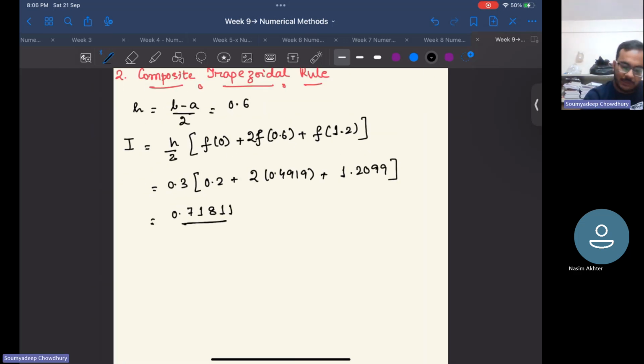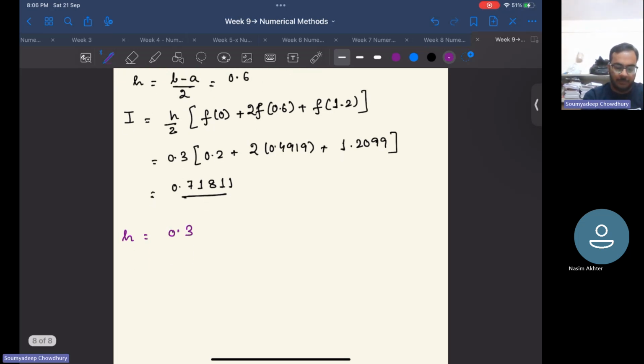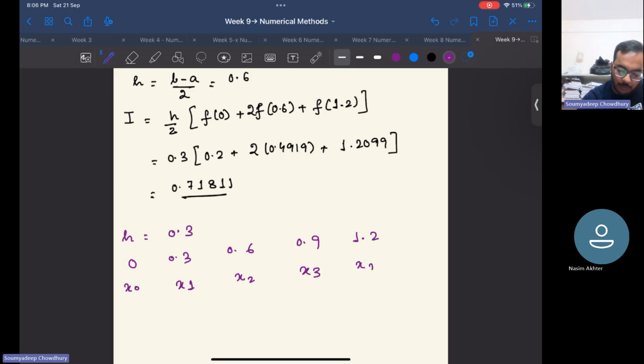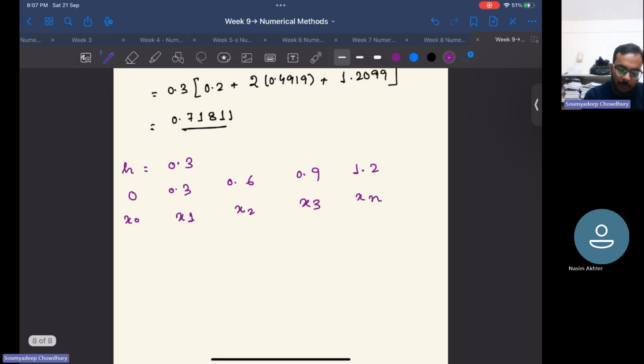Just one more we will see here. If we take h is 0.3, what will happen? So now you have 0, which is x naught. Now you have 0.3, which is x1. Then you have 0.6, which is x2. Then you have 0.9, which is x3. And then you have 1.2, which is xn. Okay.